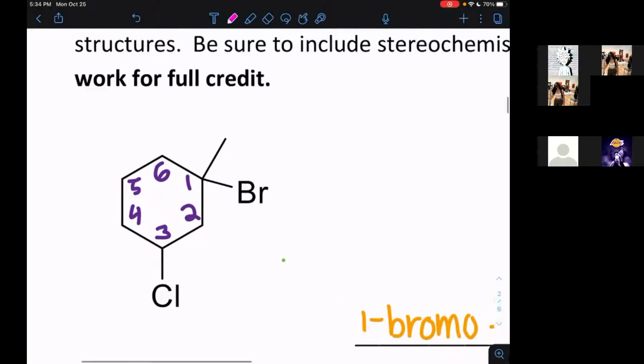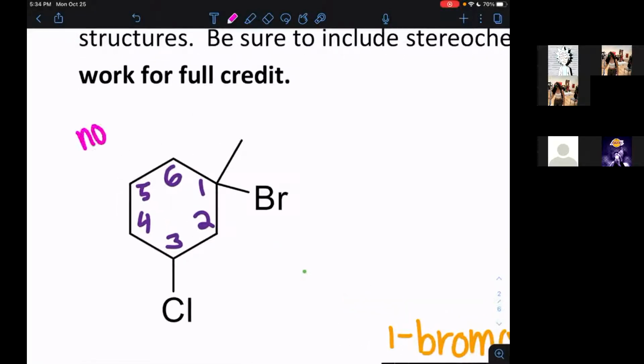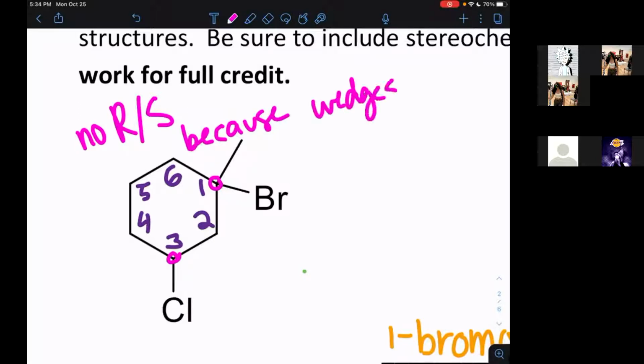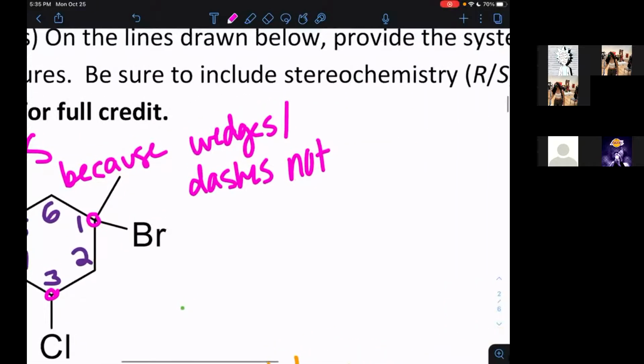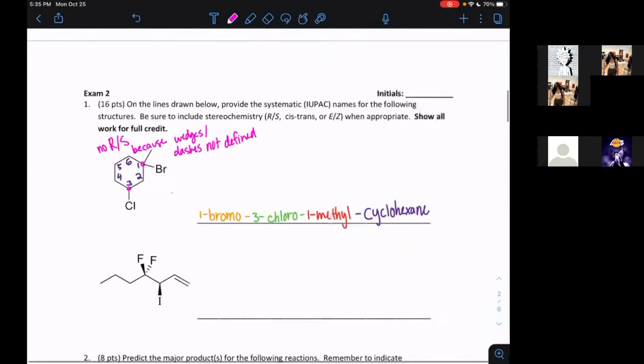Sounds good. So let's see. No R S, even though I'll just circle the chiral centers anyway. Okay. Sounds good. So then we'll just go ahead and go to the next one.